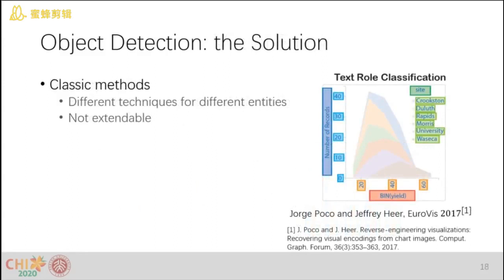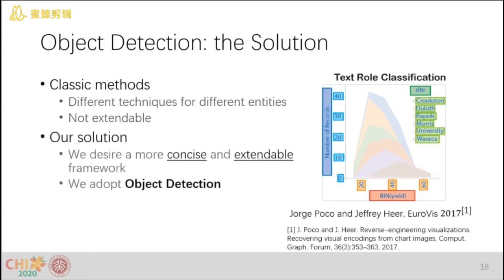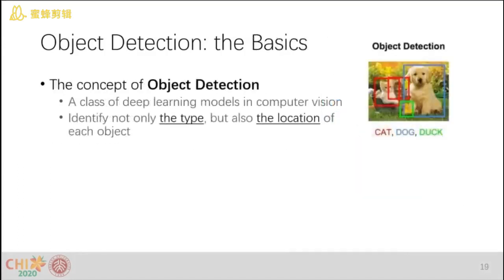There do exist classic methods to extract visual entities. However, they are mostly designed for a certain type of entities. It requires a mix of them for comprehensive detection. Besides, it's hard to apply them to new visualization types. Seeking to build a more concise and extendable framework, we adopt object detection techniques.